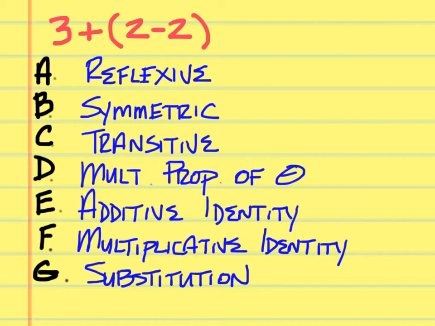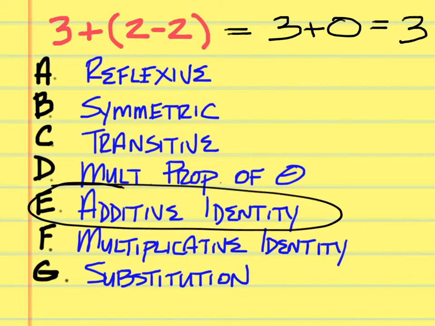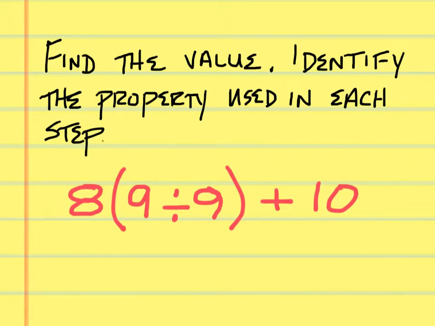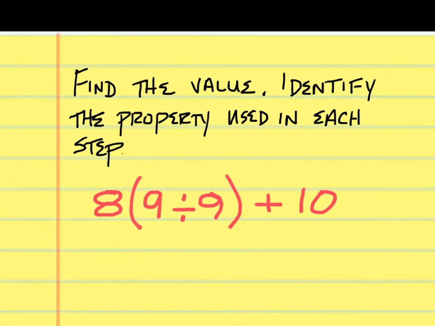3 plus the quantity of 2 minus 2. What is 2 minus 2? 0. If I add 0 to something, does it change it? No. So we are looking at the additive identity property. Find the value, identify the property used in each step.